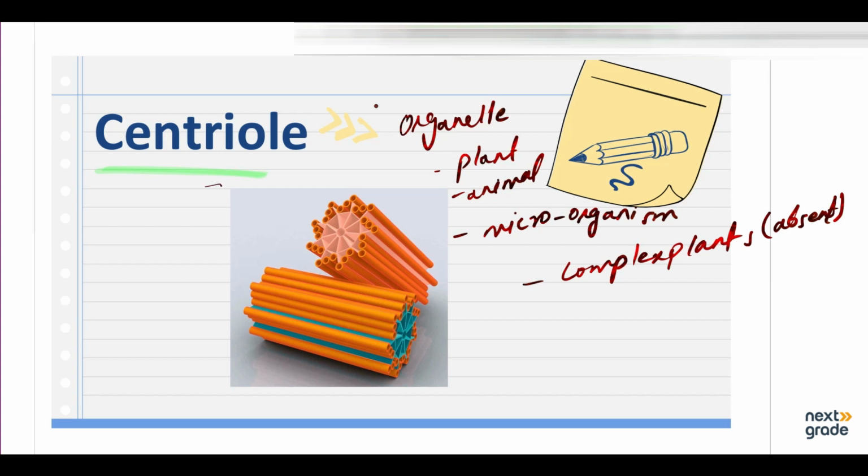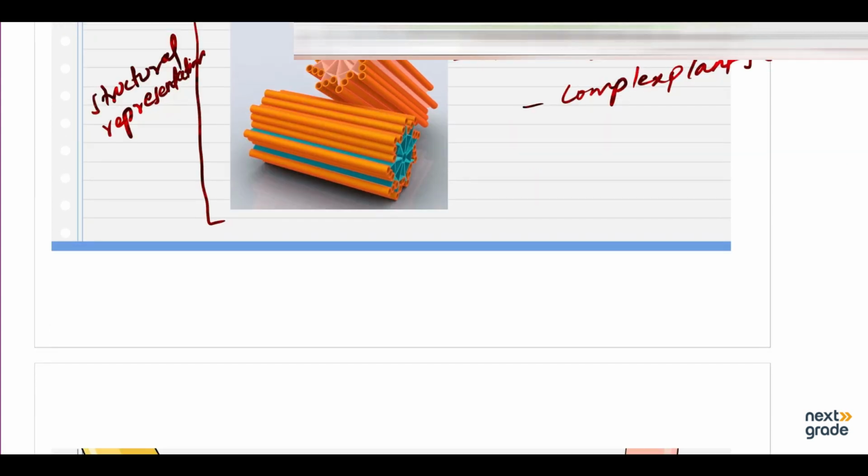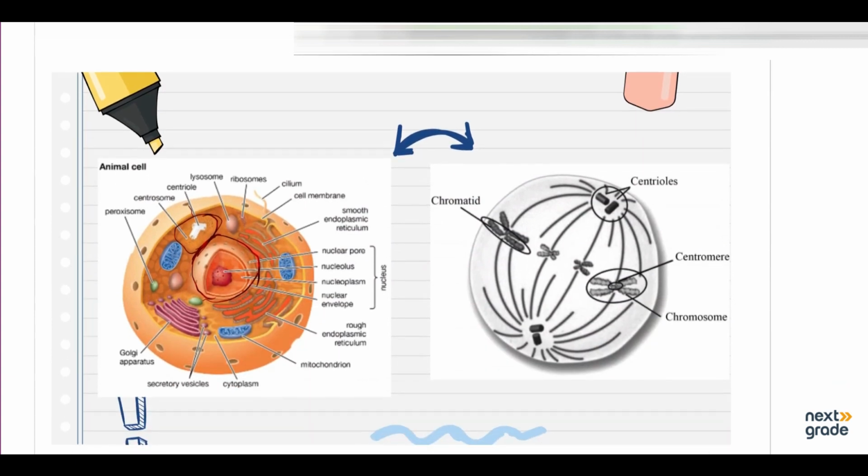Here, this is the structural representation of a centriole. It looks like that, right? Under a microscope, if we see the animal cell, the centriole is located right here next to the exterior surface of the nucleus, right?